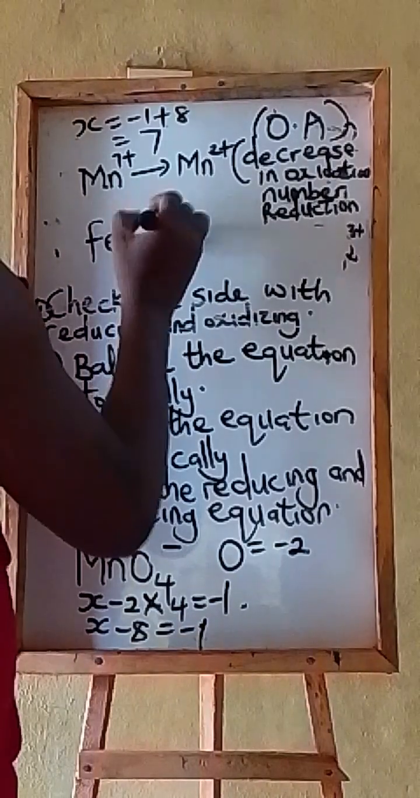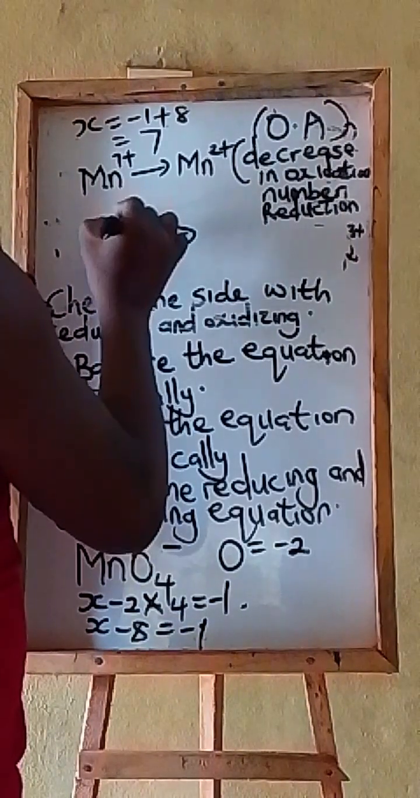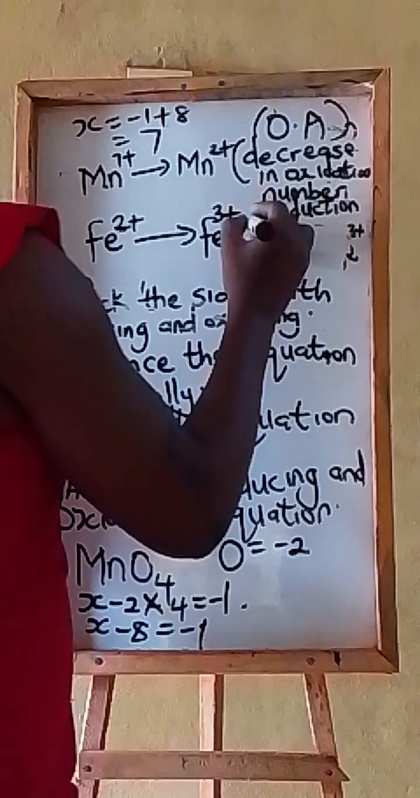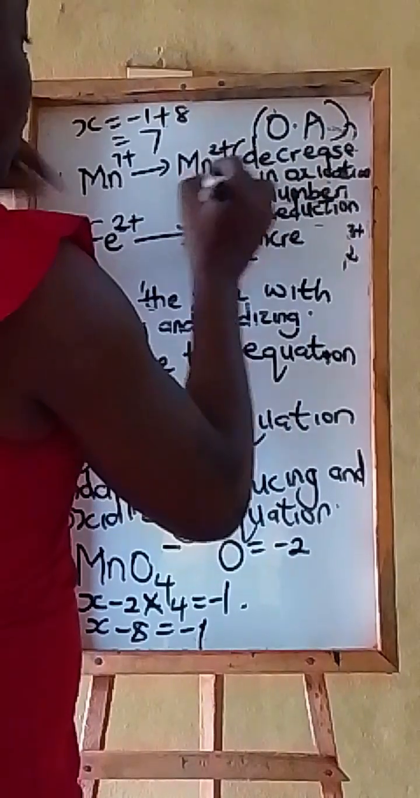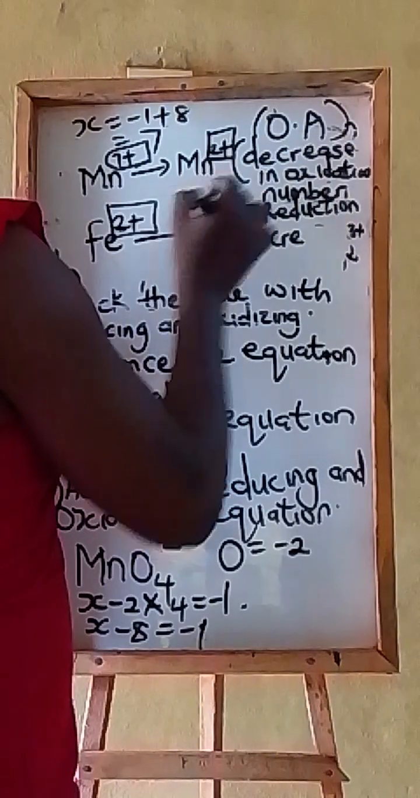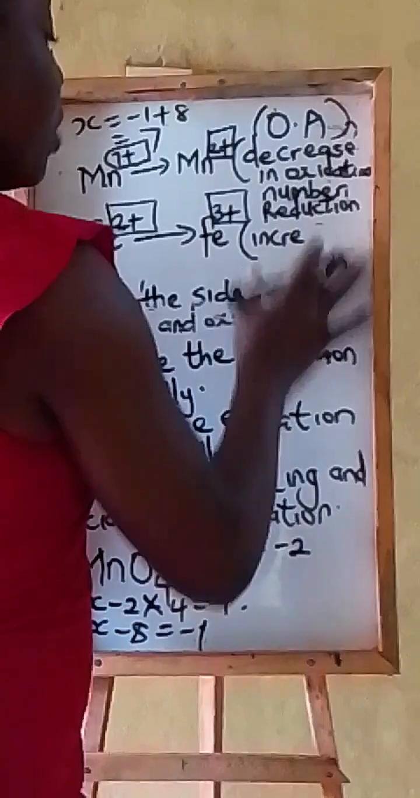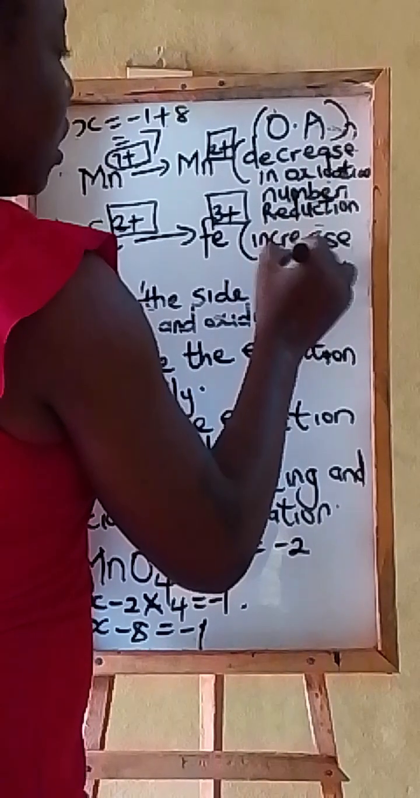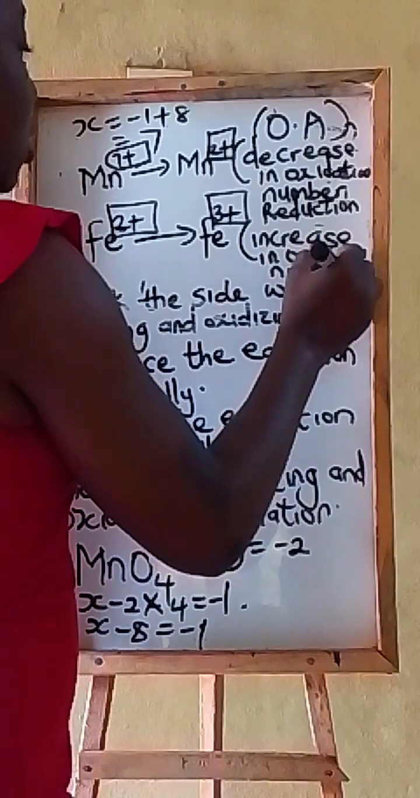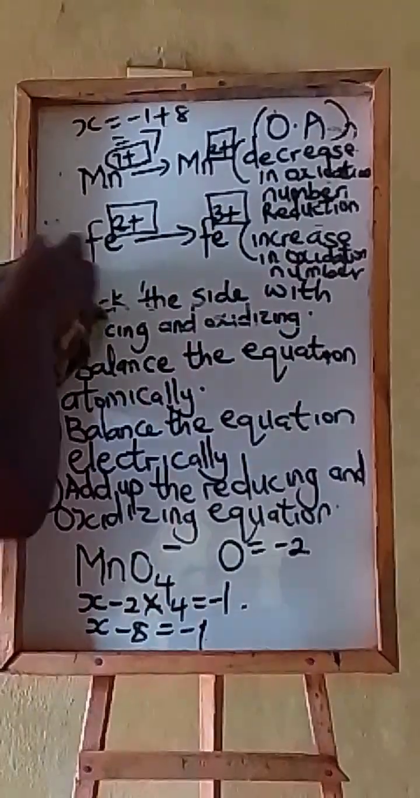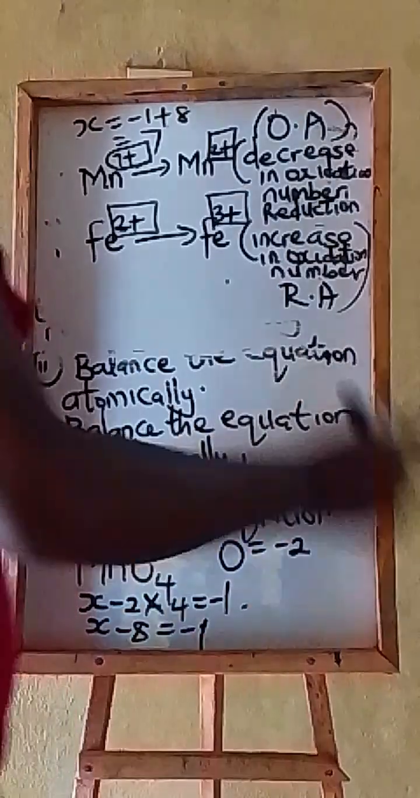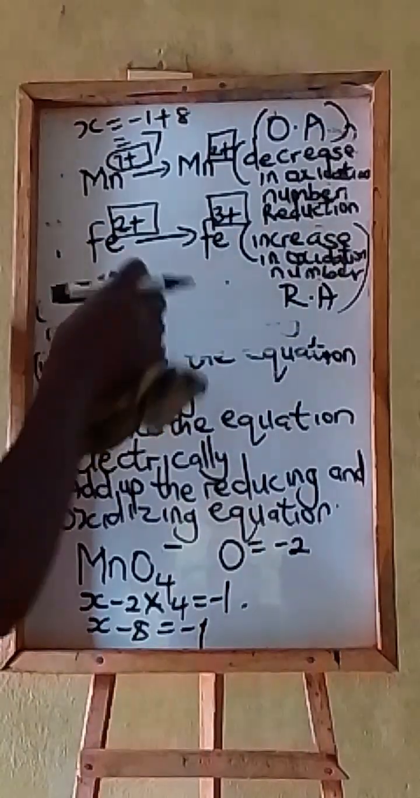From Fe2+ to give us Fe3+ is an increase. You can see from this one it is 7 to plus 2, and this one is plus 2 to plus 3. This is an increase in oxidation number, which is oxidation. Reducing agents, which is oxidation.